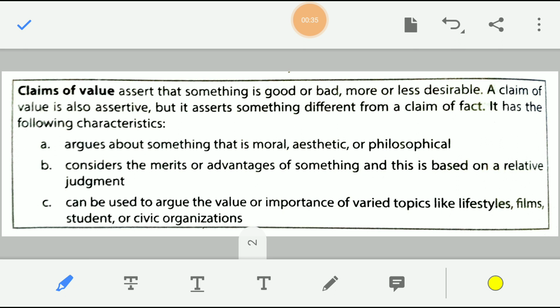While the next claim is claims of value. Claims of value has something to do with what is good or bad, or which is more or less desirable. So it has something to do with the taste of the person or a person's judgment of whether something is done well or not, or whether something is something that you like or not like.